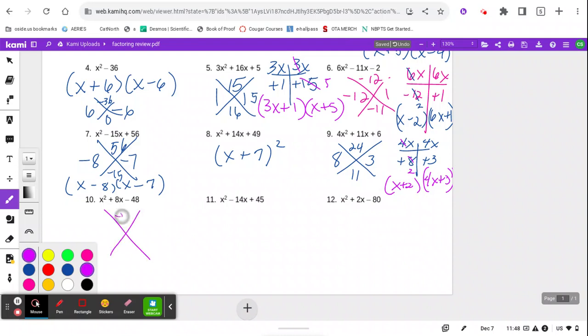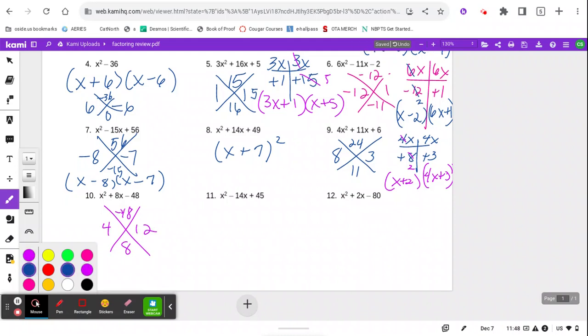This one right here, what times what is a product of -48 and a sum of 8? Hopefully you got the 4 and the 12. This one takes a little bit longer if it's not your straight up 6 and 8, your usual one. So hopefully you're able to start getting some of these factors on your own. We want it to be 12 minus 4, so it gives us that sum of positive 8 in the bottom.